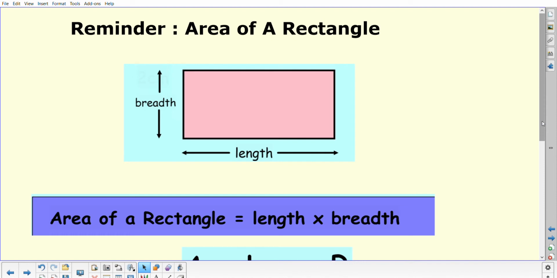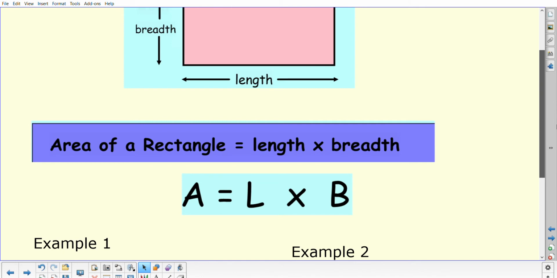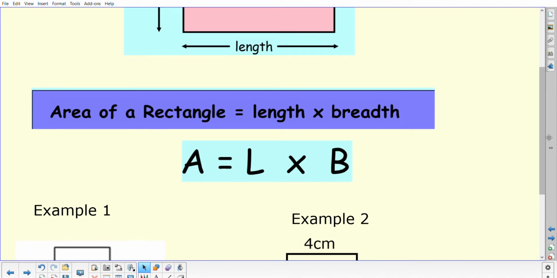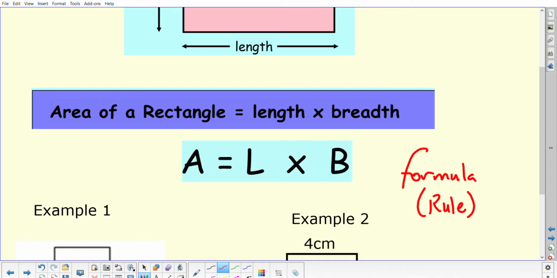So if we want to work out the amount of space inside a shape, which is what we're talking about when we talk about area, then the formula that we use if it's a rectangular shape is length times breadth. That gets shortened to this, where you're using capital letters to stand for these words: A for area, L for the length, times the B for the breadth. And that's what's known in maths as a formula. So the formula for working out the area of a rectangle is length times breadth.